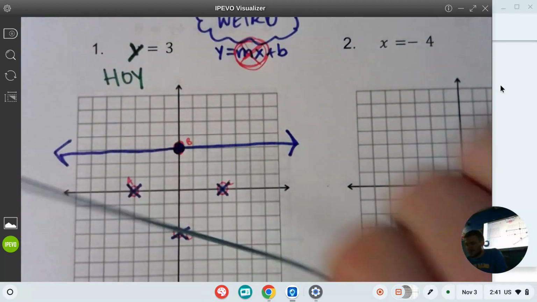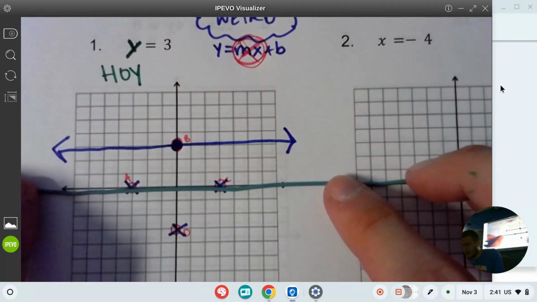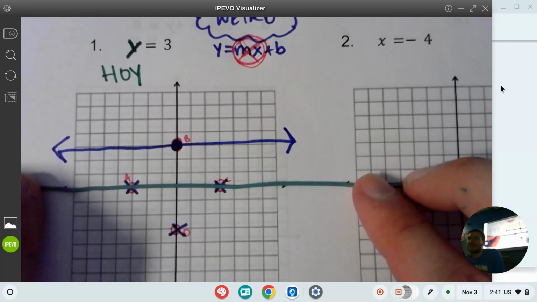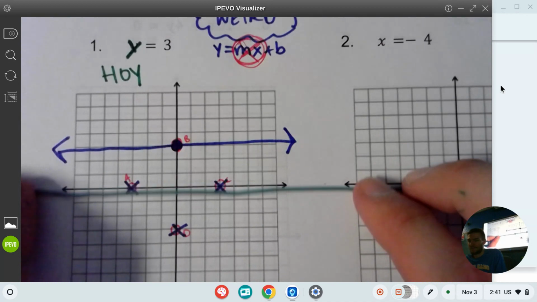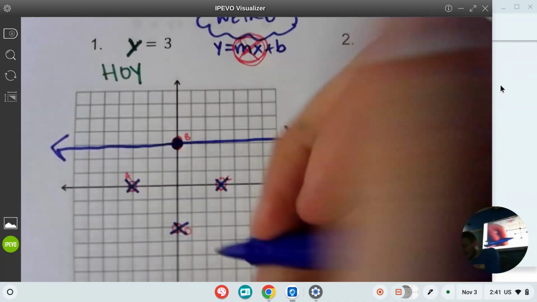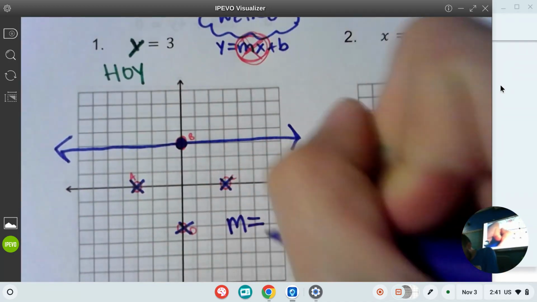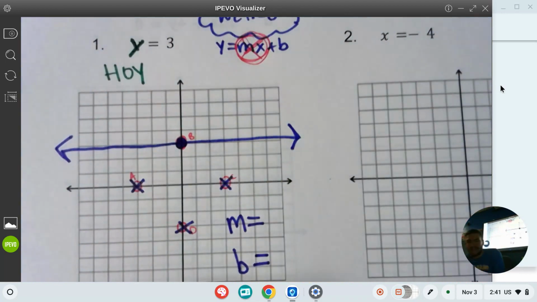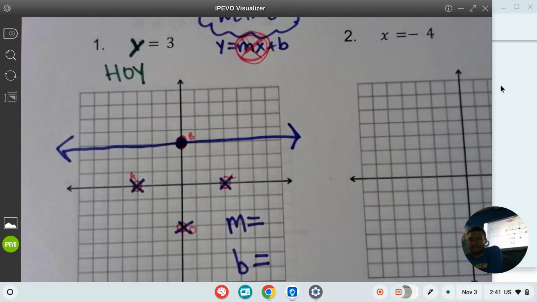And if your line is exactly on top of an axis, it's probably wrong. Okay, that's just a little tip from Mr. Collier. Now before we move on, I want to see if we can figure out what is the M and what is the B of this graph here.